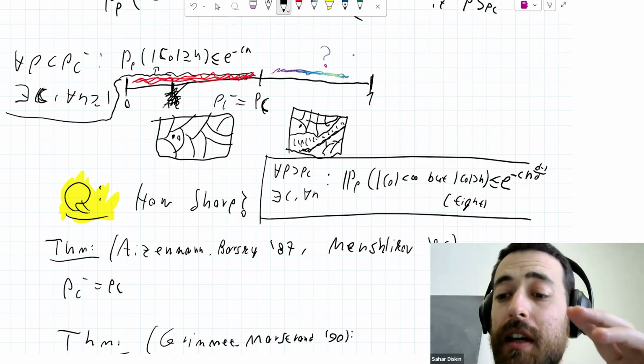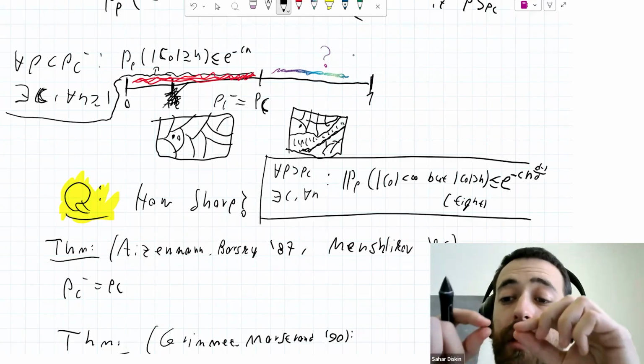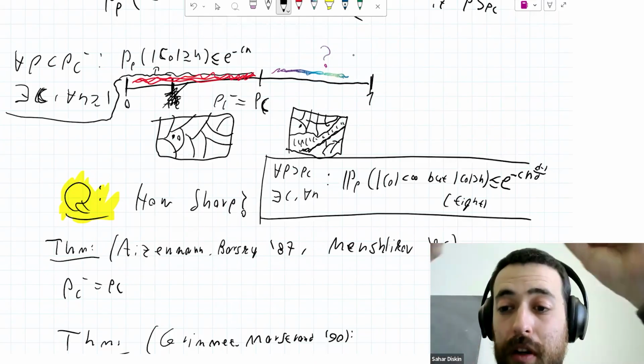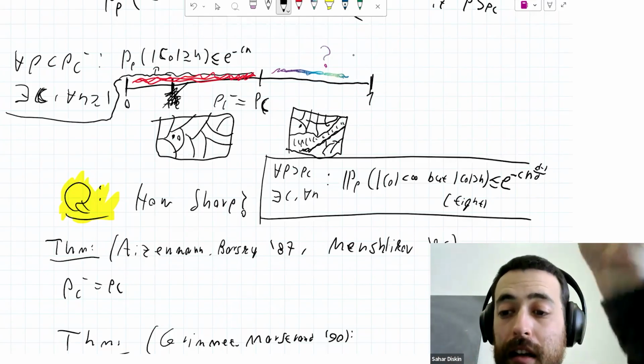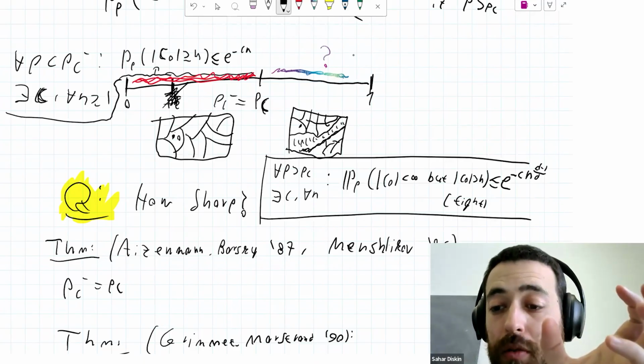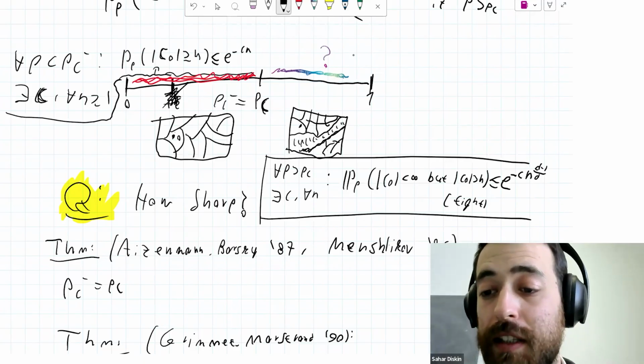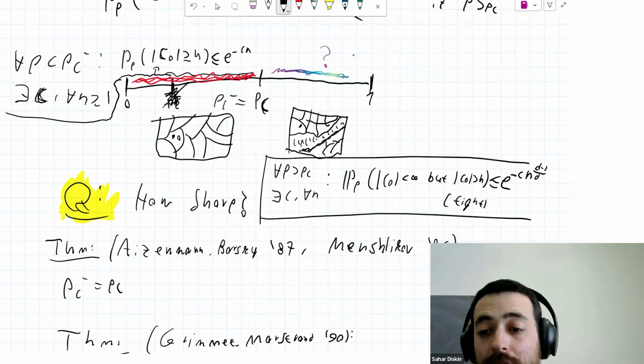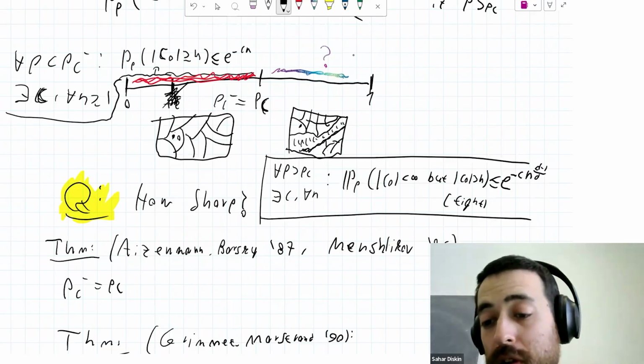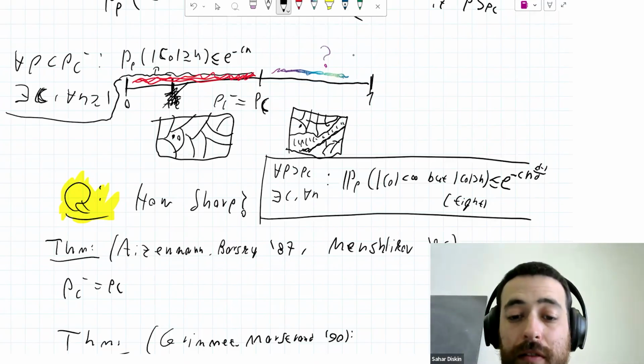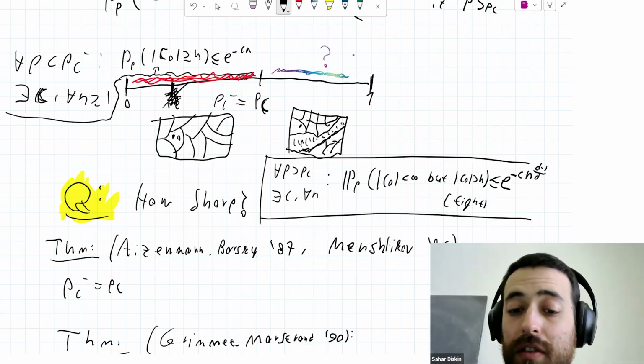It's easy to see it is tight. When I say easy to see, again, take a box, just force the box to be connected, and all the edges outside of this box to be closed, and you will get exactly this thing. It will cost you the same, just with a different constant. Any questions thus far?